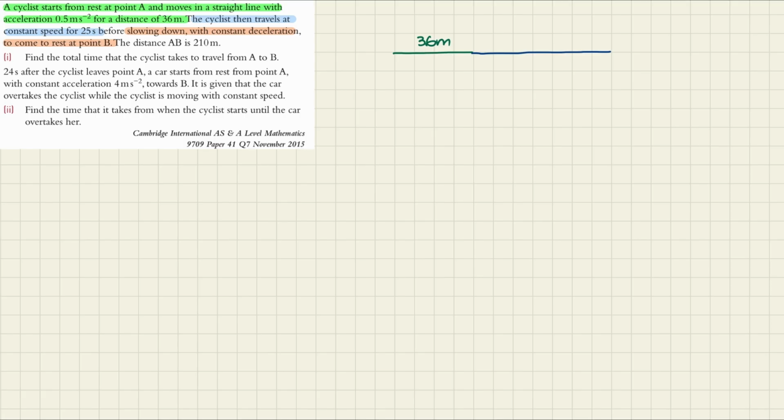So I'm going to call the total distance traveled by the cyclist x. That means that this portion is going to be x minus 36. And just so that we're clear here, this is the constant speed section.